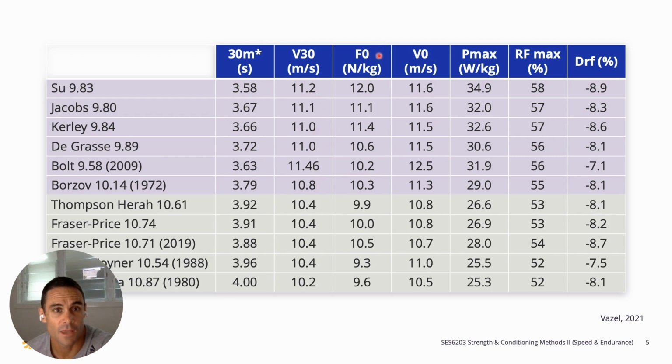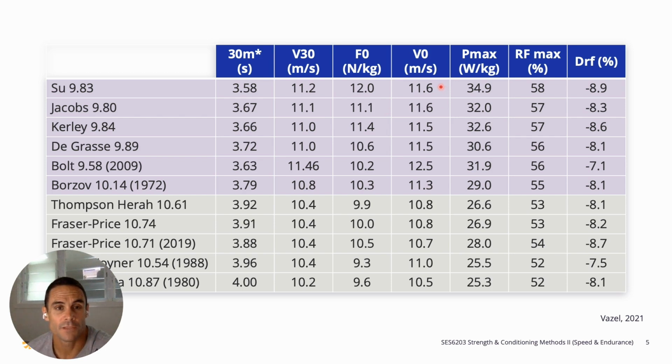Then we can see the F0, so force at zero velocity. And you see Su's force at zero velocity is calculated very high based on the profile. But that's partly due to his weight being a little bit lower, maybe 70 kgs to 75 kgs, versus someone like Lamont Jacobs, 80 to 85 kgs.